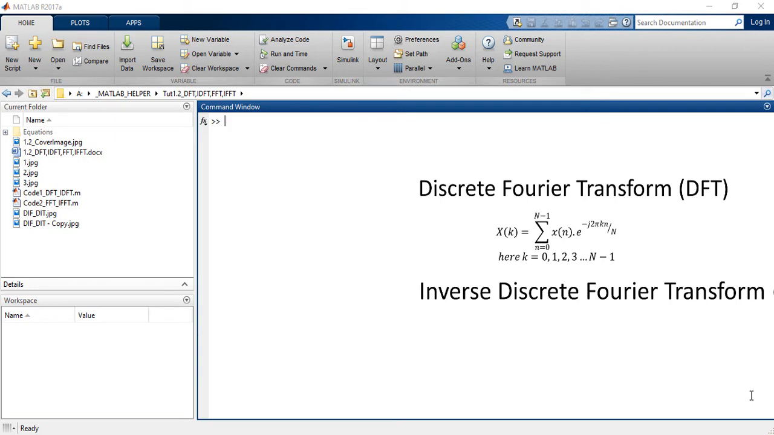Similarly, inverse discrete Fourier transform is defined as x of n is equal to 1 by N, summation k is equal to 0 to N minus 1 X of k exponential of j 2 pi kn by capital N. Here n is equal to 0, 1, 2 till N minus 1. This formula is similar to the above formula, the only difference is in the negative term of the exponential and the sequence is multiplied by 1 by N.